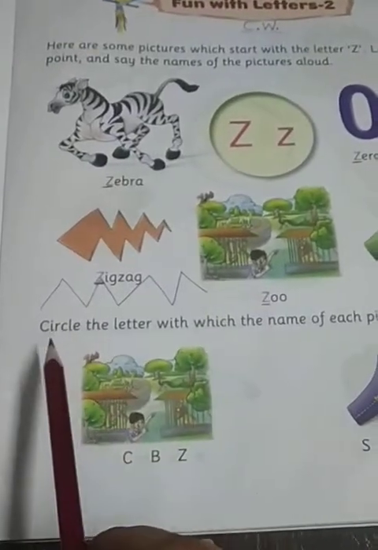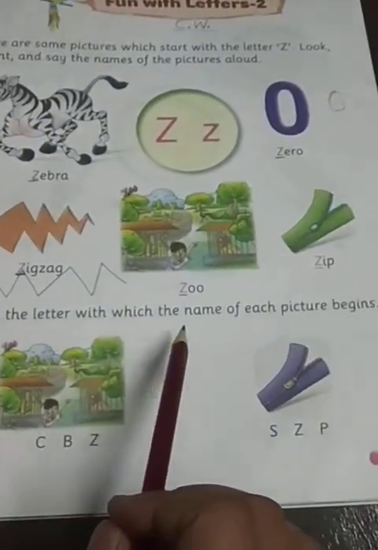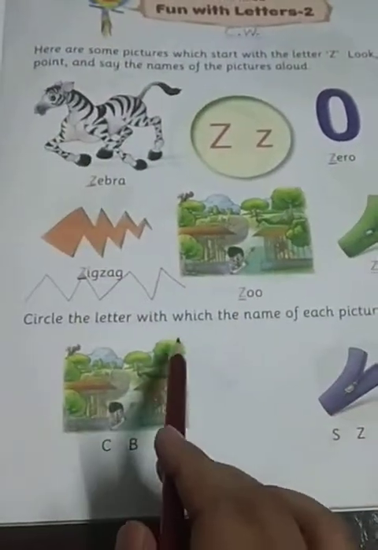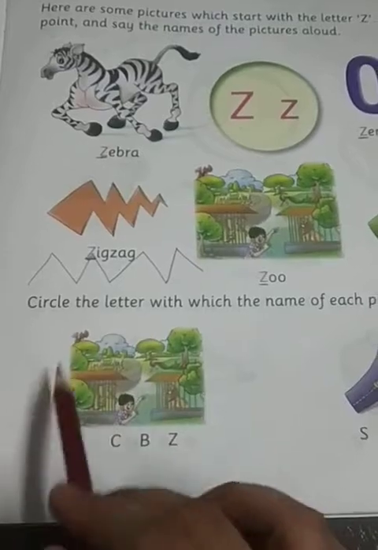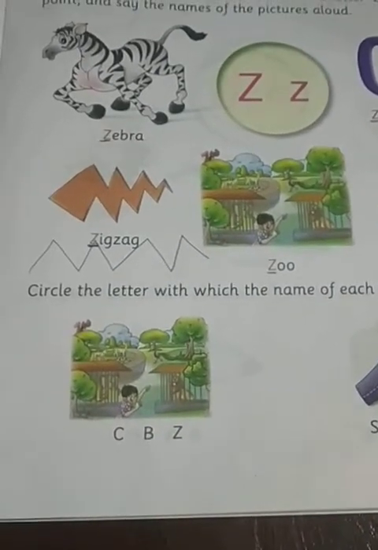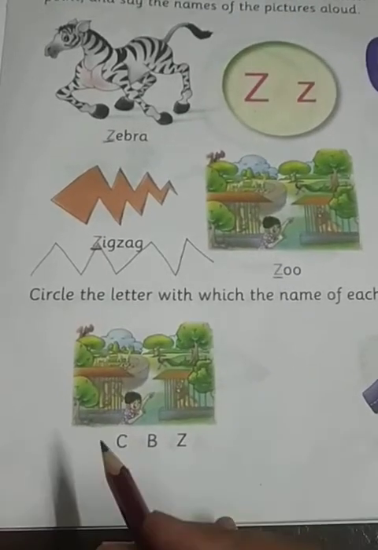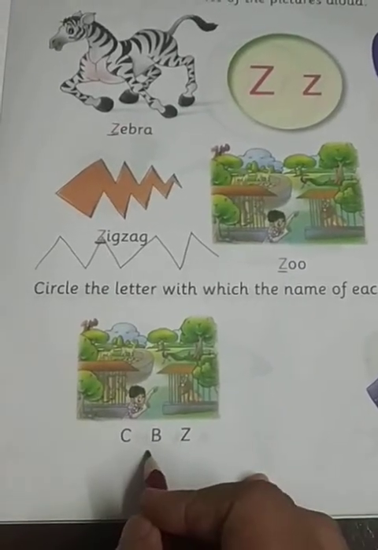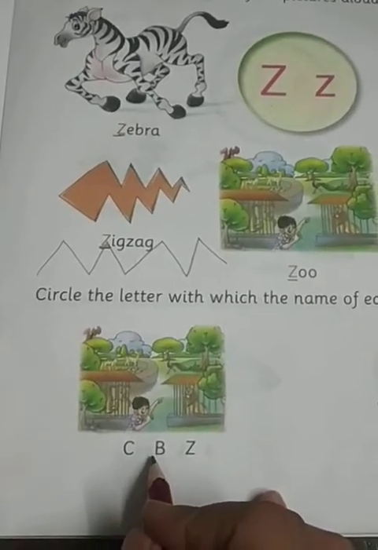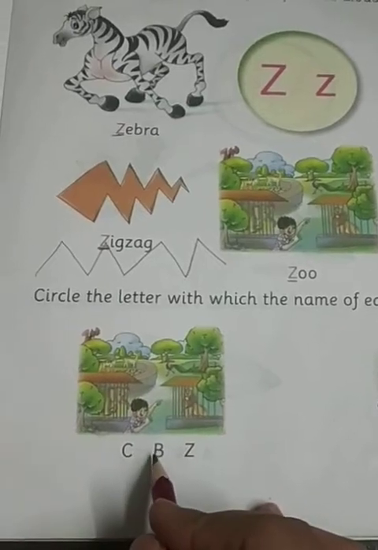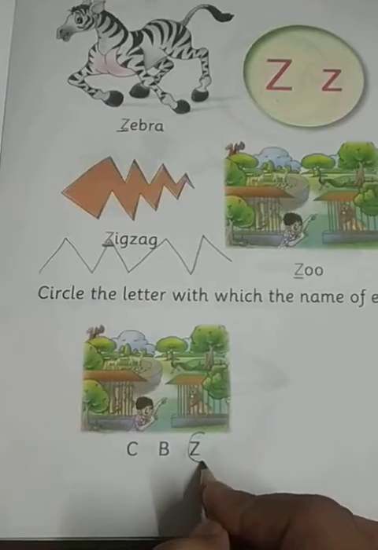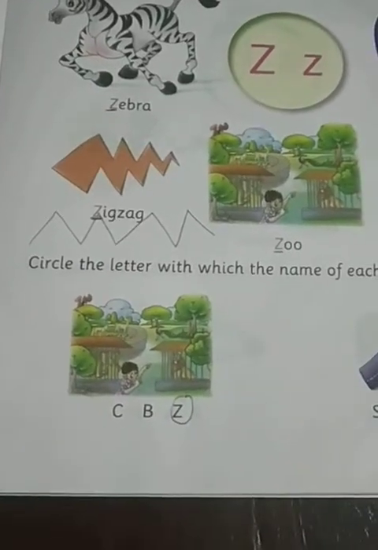Okay. Now circle the letter with which the name of each picture begins. Look, this is the picture of zoo. And zoo begins with which letter? Now I think you all know that zoo begins with letter B. Am I right? Okay. Yes, I am wrong. Zoo does not begin with letter B because zoo begins with letter Z. So circle letter Z. Okay.